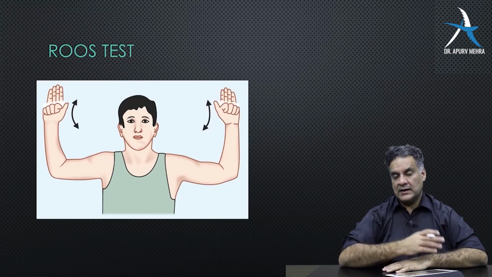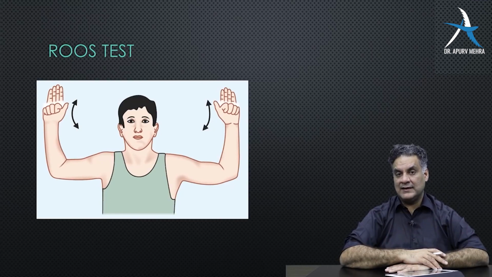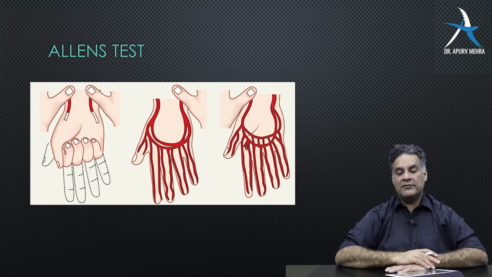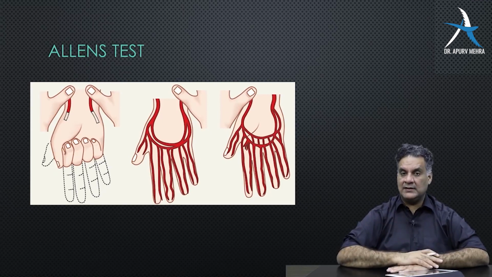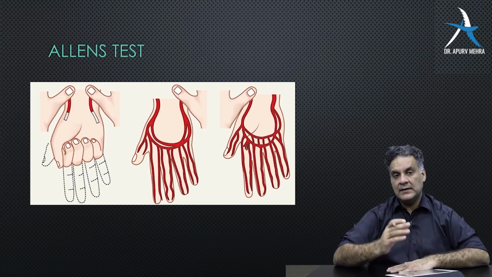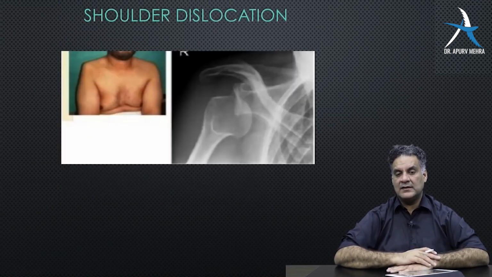Right? So there are other tests also, the Adson's test and Roos test. They all mean the radial artery pulsations become feeble. And when you want to find out the patency of the radial artery in the hand, then you do the Allen's test for the same.